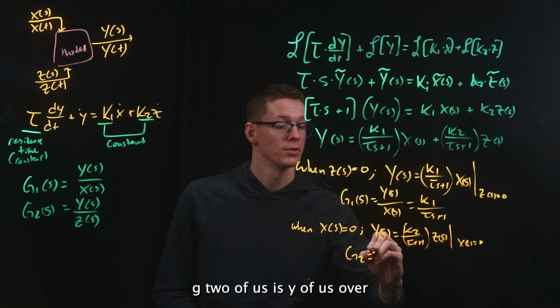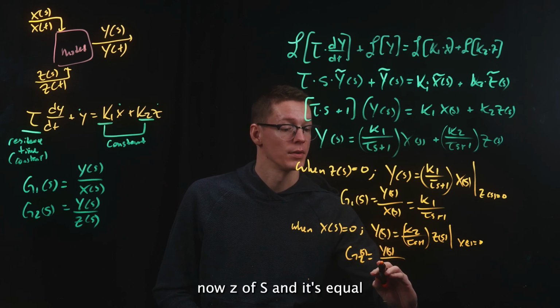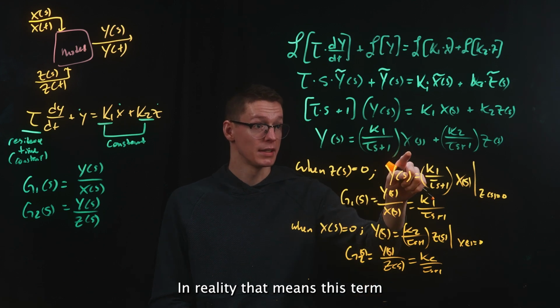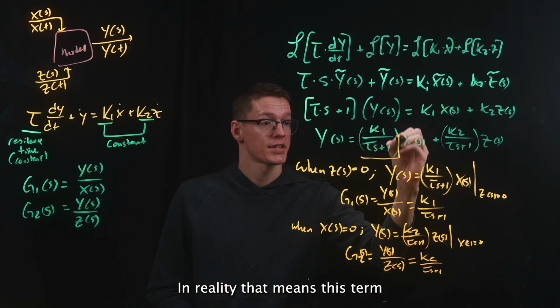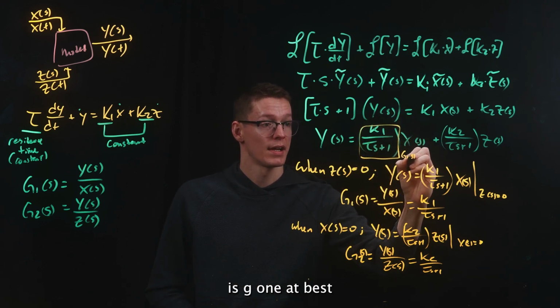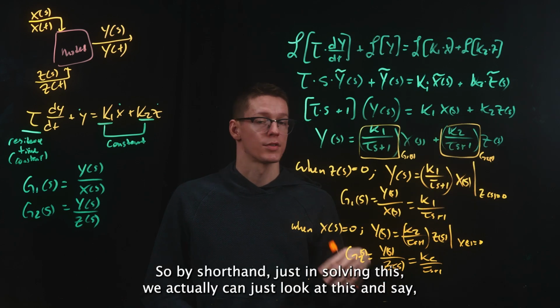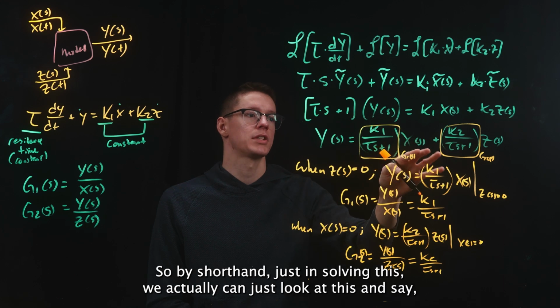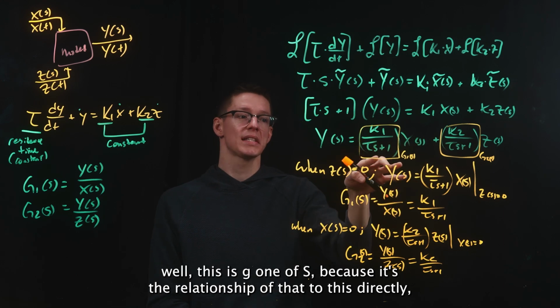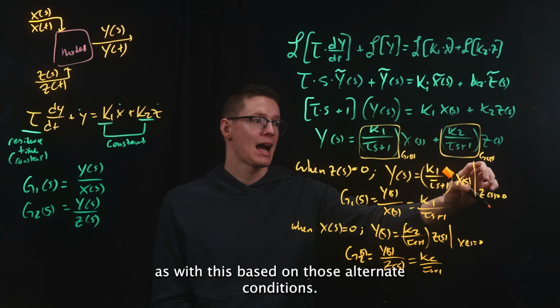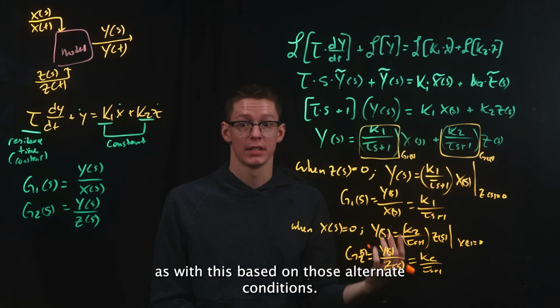Meaning g2 of s is y of s over z of s, and it's equal to k2 over tau s plus 1. In reality, that means this term is g1 of s, and this term is g2 of s. So by shorthand, just in solving this, we can just look at this and say, oh, well, this is g1 of s because it's the relationship of that to this directly, as would this based on those alternate conditions.